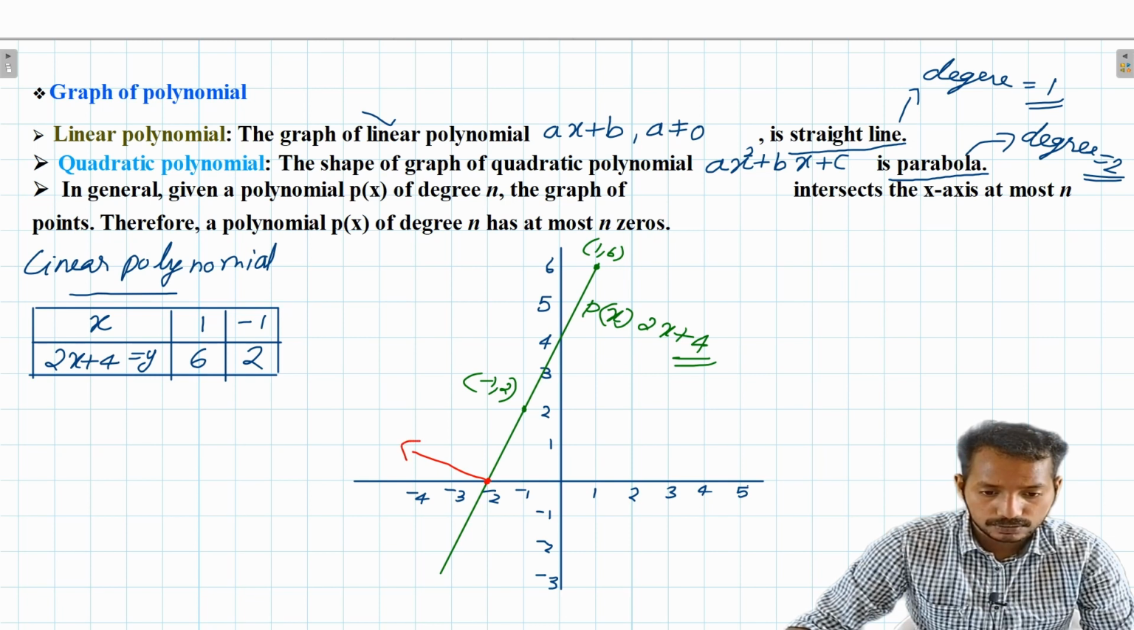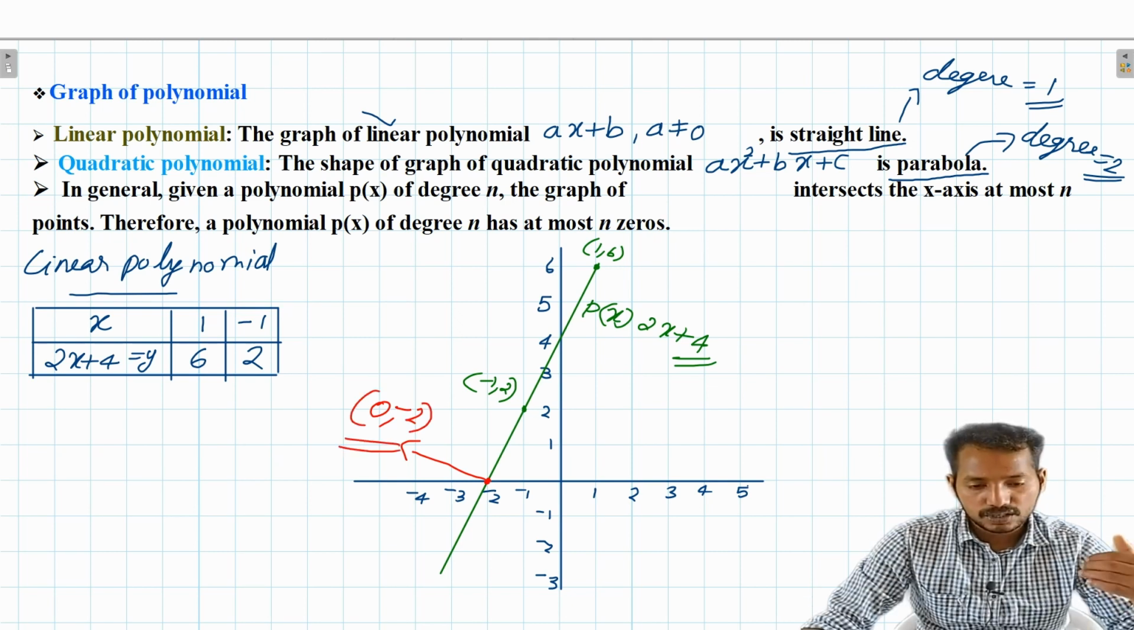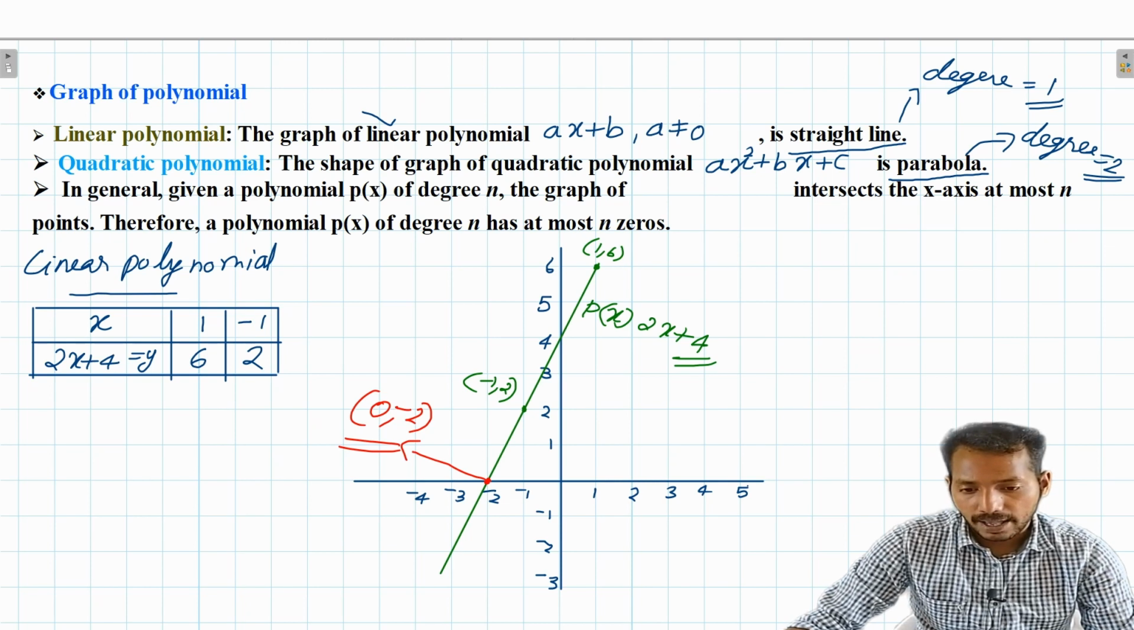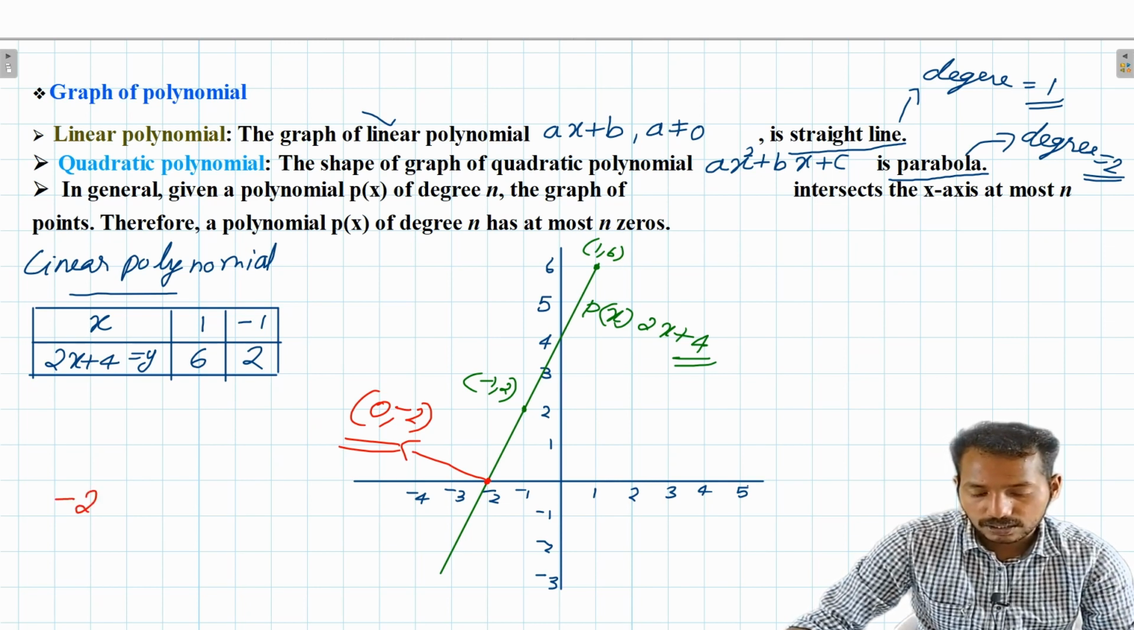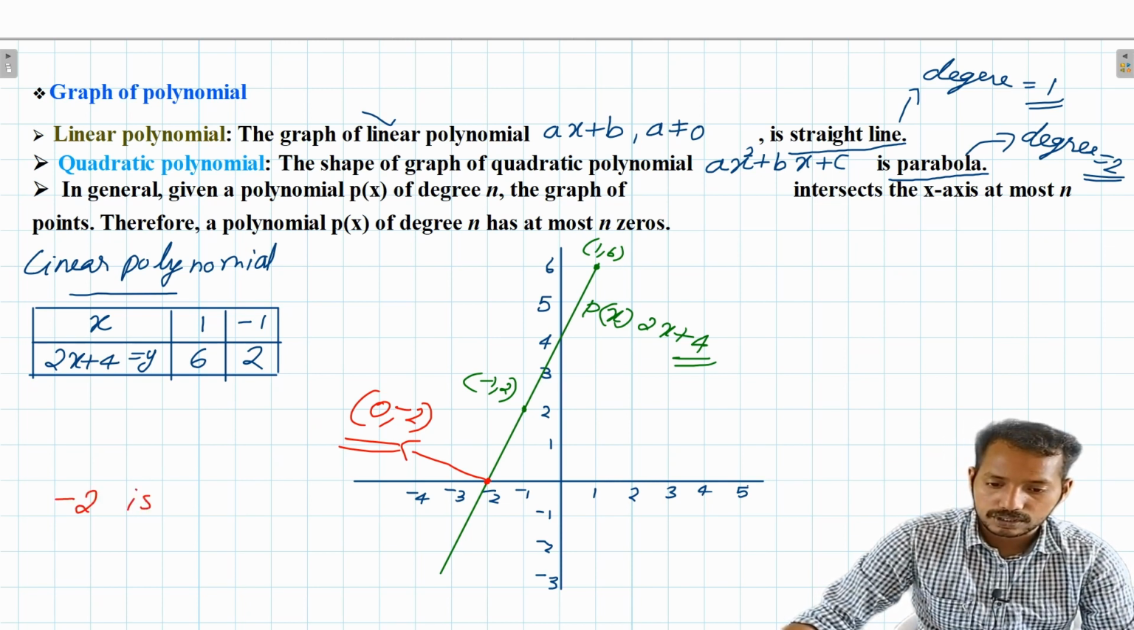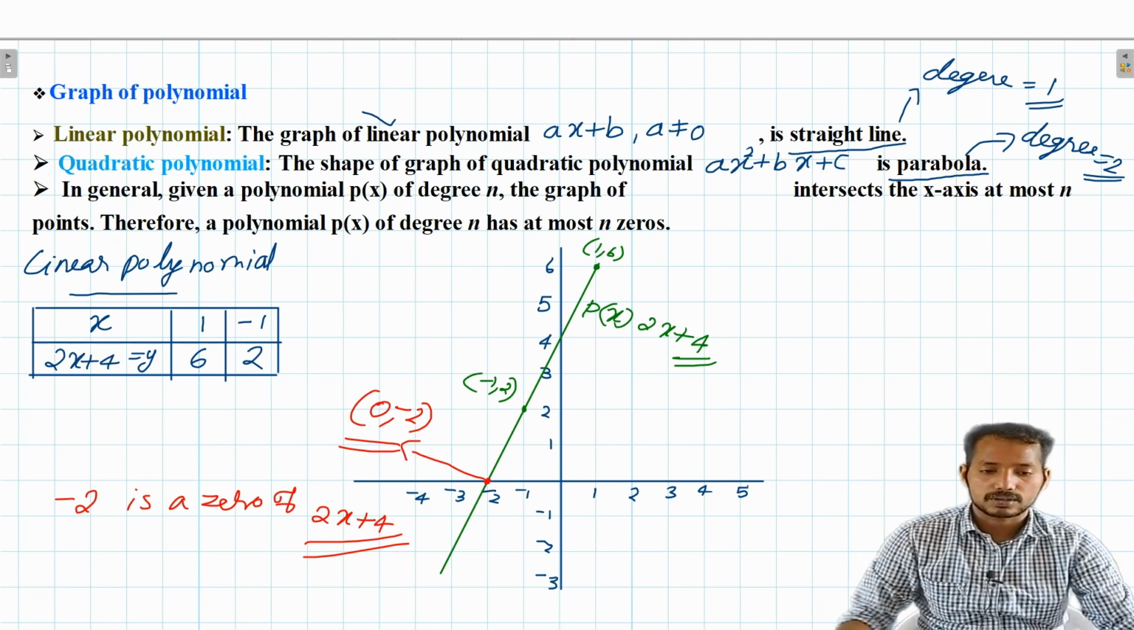What is the coordinate of this point? That is, y value is 0 and x value is minus 2. At the point where the graph intersects, the corresponding x coordinate will be the zero of the polynomial. So minus 2 is a zero of 2x plus 4, p of x equal to 2x plus 4.